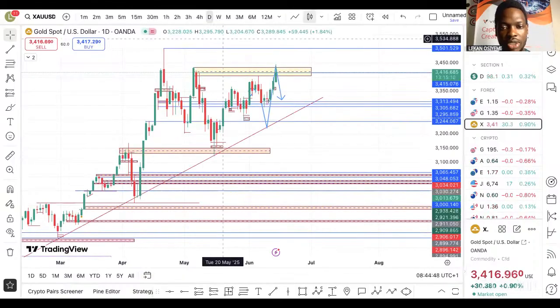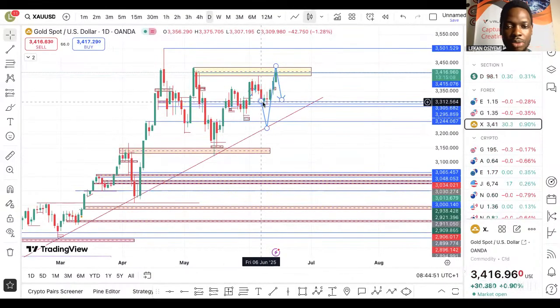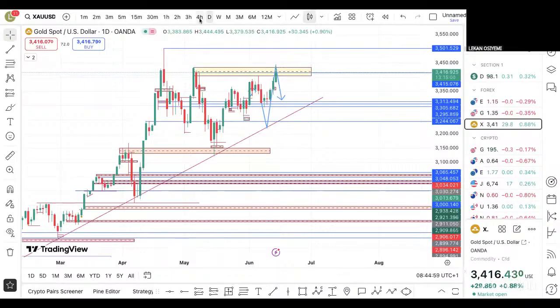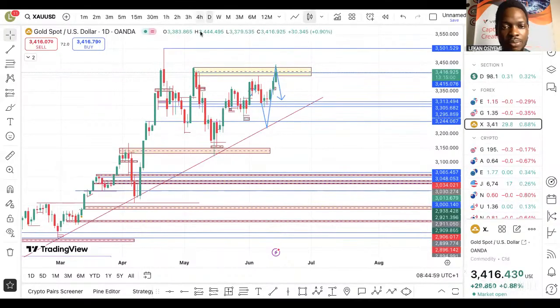So this is what we've been expecting at the opening of the week, that we should see some level of pullback, then price coming to take out the liquidity point here, which we see very clearly on our 4-hour time frame.